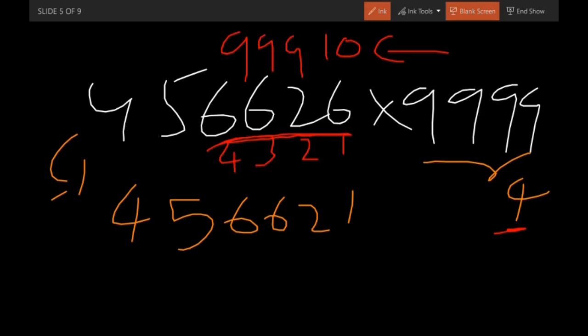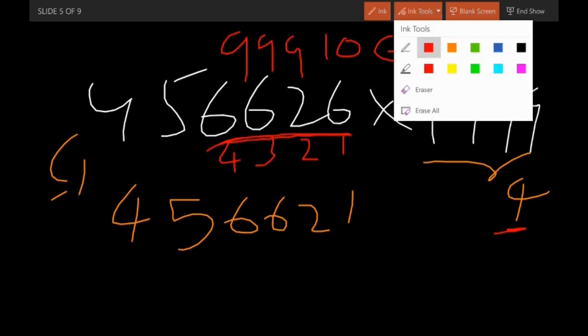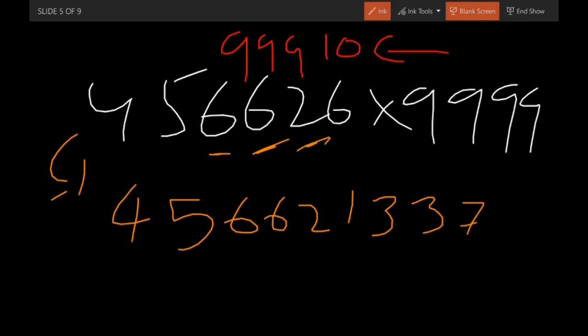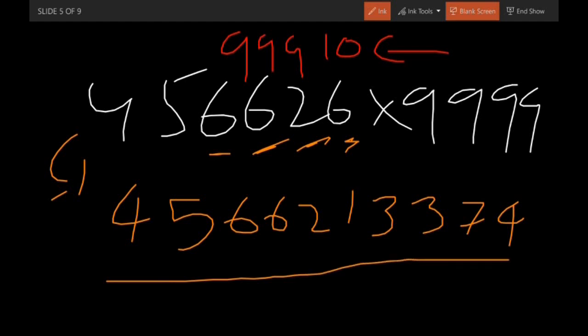Now the answer we are going to write here. See, 9 minus 6 is going to give us 3, 9 minus 6 is going to give us 3, 9 minus 2 is 7, 10 minus 6 is 4. So the answer is 4 5 6 6 2 1 3 3 7 4. I think you have clearly understood this trick.